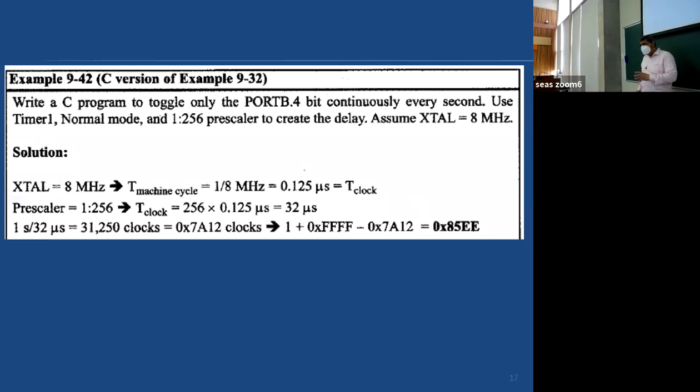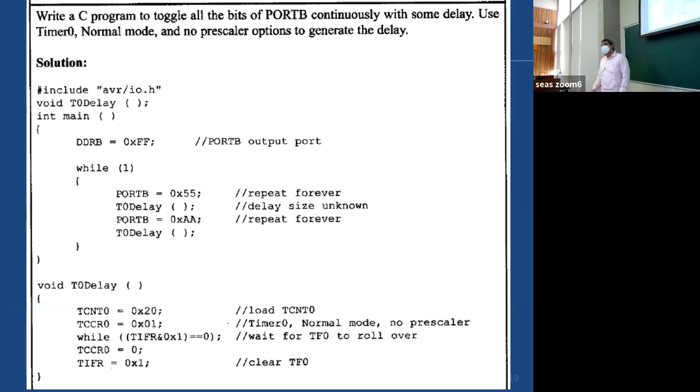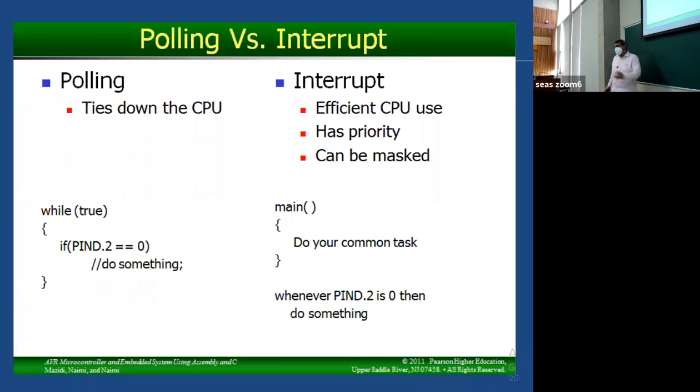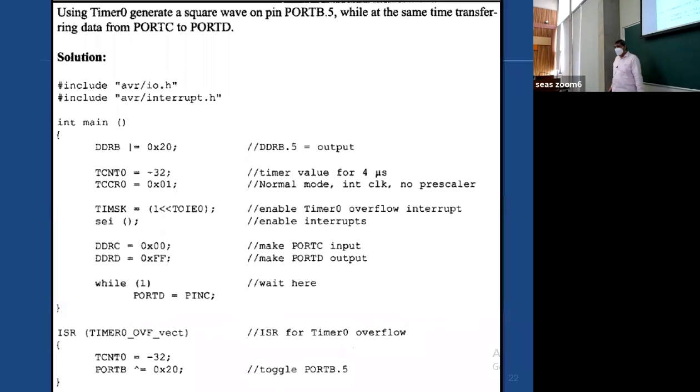We understood the prescaling with this example, and then we started interrupts. We understood the polling versus interrupt method. This is a polling method, where we wait for the flag. In interrupt, we can do multiple things. We can keep the interrupt subroutine in the background. So we started with timer interrupts. We are familiar with timers, so we said, let us study the timer interrupt. We discussed this program in detail.